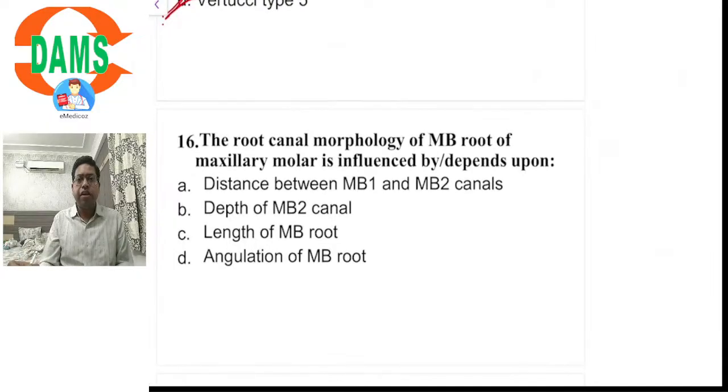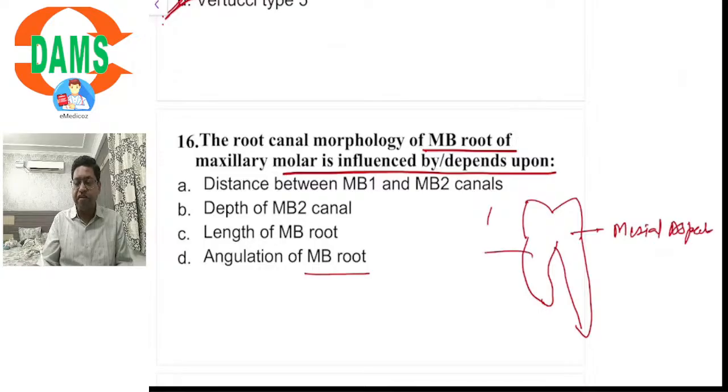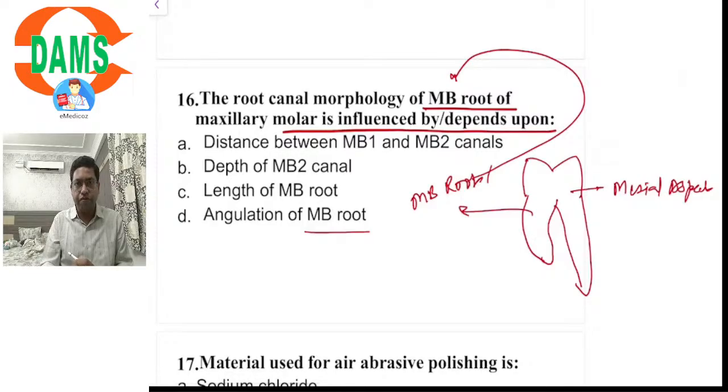Question number 16. The root canal morphology of the mesiobuccal root of the maxillary molar is influenced by or depends upon what? Distance between MB1 and MB2 canals, depth of MB2 canal, length of mesiobuccal canal, root, or angulation of mesiobuccal root. It is talking about the morphology. If we see it from a maxillary molar, from a mesial aspect, the mesiobuccal root is something like this. This would be the palatal root. We are seeing it from the mesial aspect. This is the mesiobuccal root. Now it is asking what factors influence the morphology of the mesiobuccal root.